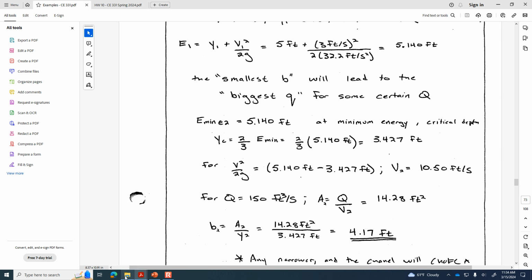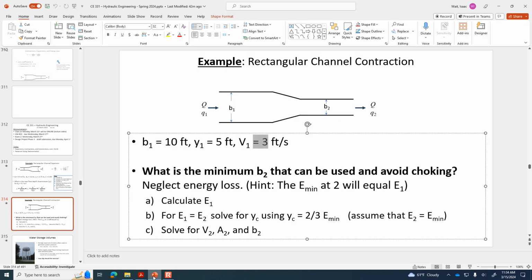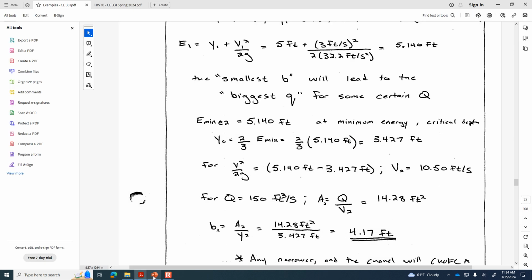How much did it actually contract? It started off at a width of 10, and it contracted down to 4.17. Any further it would have choked, but this is right on the verge, they would say, of incipient choking. It means it's not choking yet, but it is flowing at the critical conditions, which is the most efficient flow condition for the least amount of specific energy. So any questions about that one before we move on to the example?